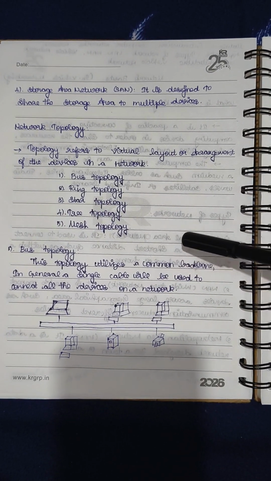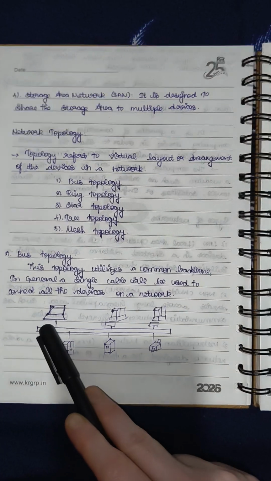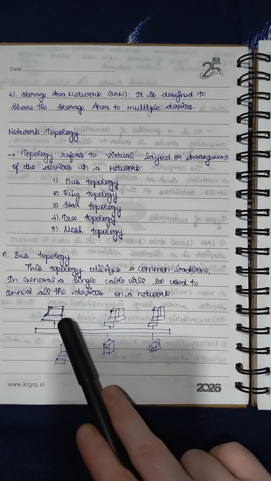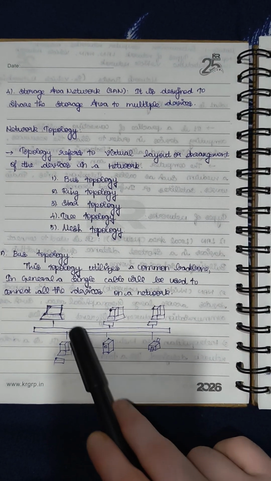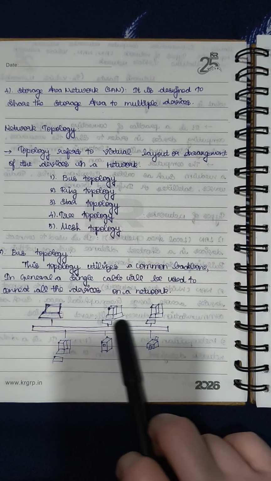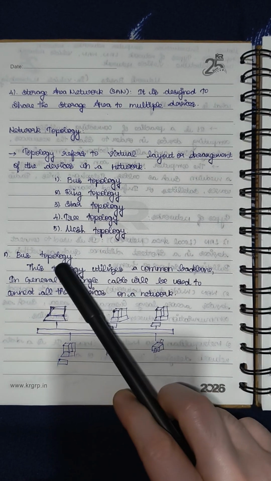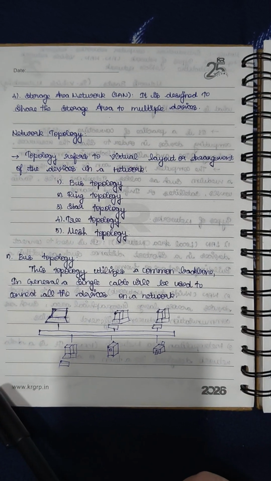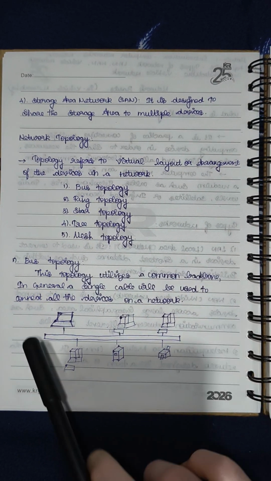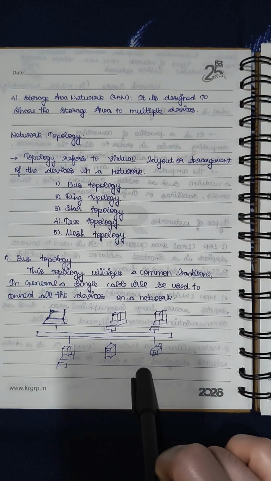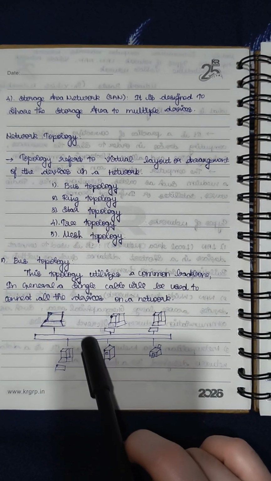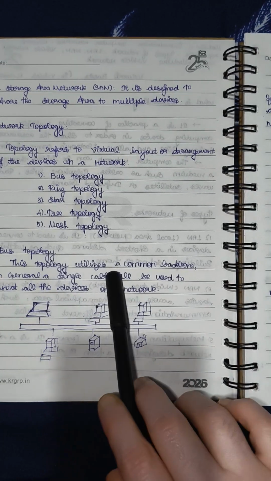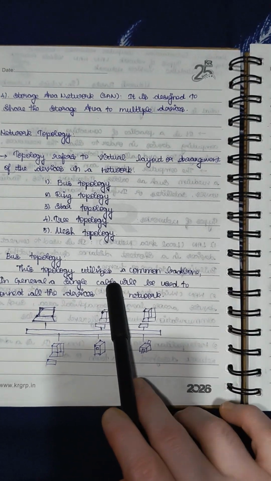The first one is bus topology. Here we use a single cable, and each and every device in the network is connected with the help of this single cable. So this topology utilizes a common backbone. In general, a single cable is used to connect all the devices in the network. In case of any failure in this cable, the entire network goes down. That is the major drawback of bus topology.